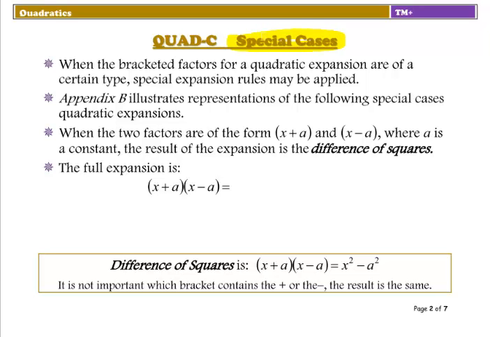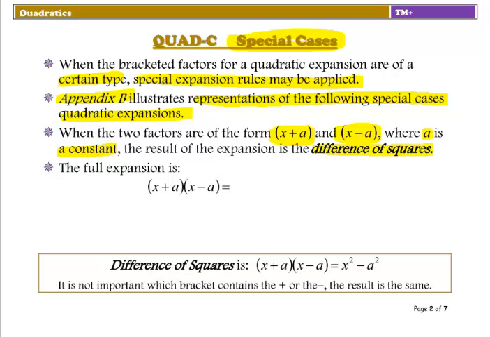Now when the bracketed factors for a quadratic expansion are of a certain type, special expansion rules may be applied. Appendix B in your textbook illustrates representations of the following special cases, quadratic expansions. When the two factors are of the form x plus a and x minus a, where a is a constant, the result of the expansion is the difference of squares.